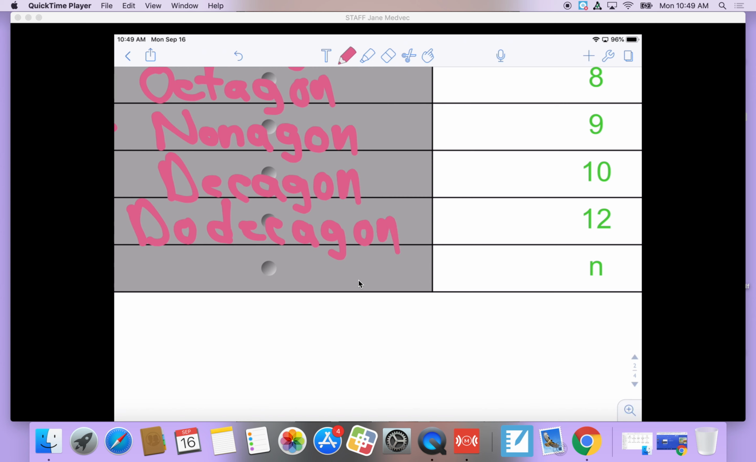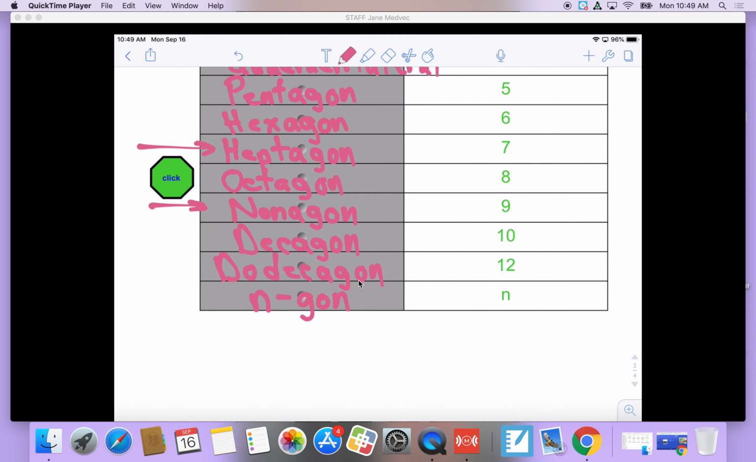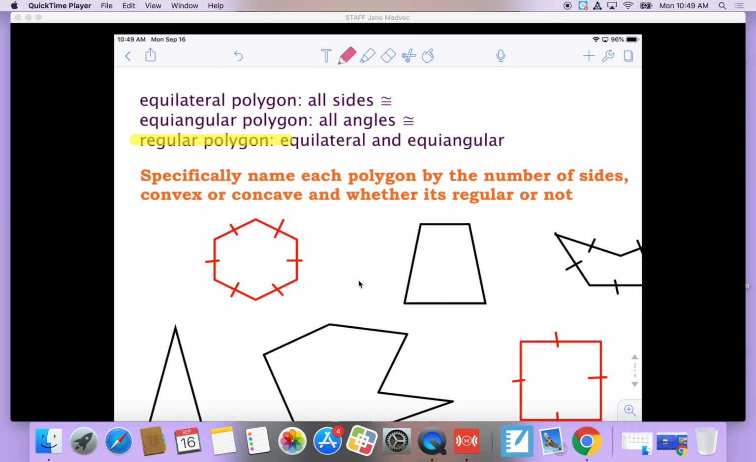Anything pretty much after that could have a name, but we're not going to worry about that. You're going to see it as an N-gon. So in the directions, it'll say, of the following N-gons, do something with that picture. All right, let's move on, and let's do a couple more definitions.